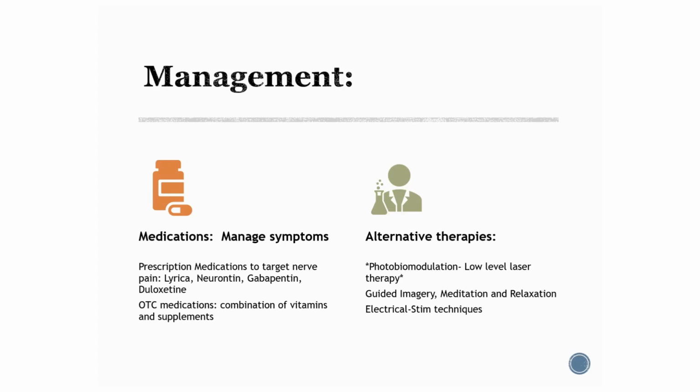There are also alternative therapies that individuals can try. Photobiomodulation, which is basically laser therapy, has some good studies out there showing some benefit. Guided imagery, meditation, and relaxation have been shown to help reduce symptoms of chemotherapy-induced peripheral neuropathy, specifically the pain symptoms. And then electrical stim, so TENS machines, can often help with some of those symptoms.